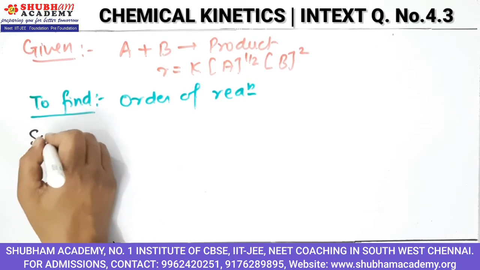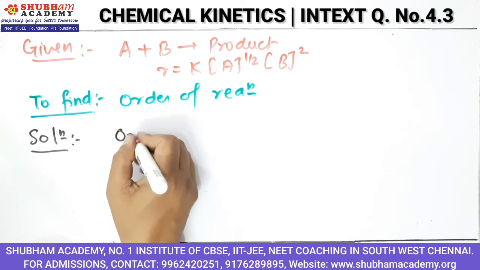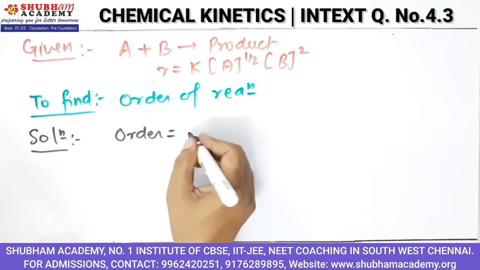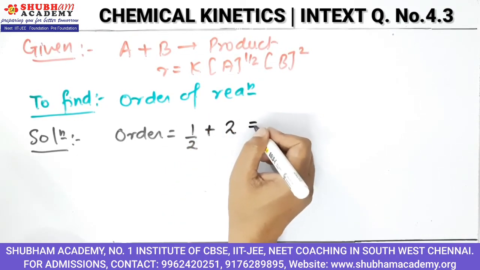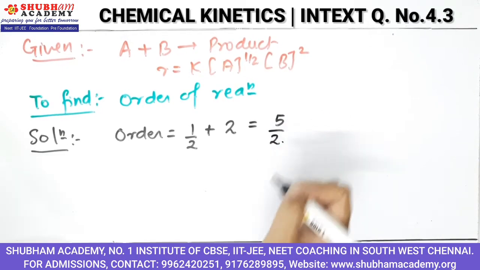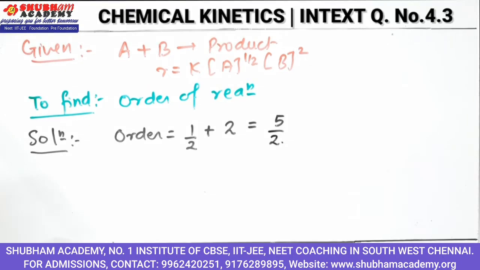So, solution: the order is here 1 by 2 plus 2, so this becomes 5 by 2, right? So it's a very simple question. Now we'll see in-text question number 4.4.